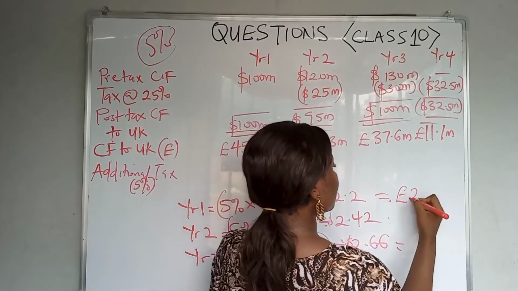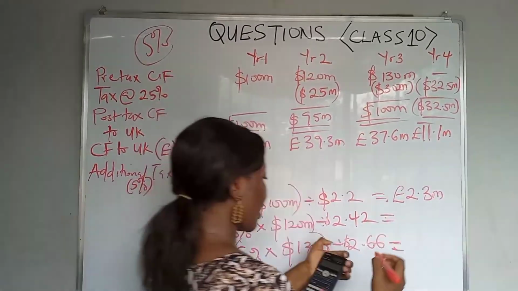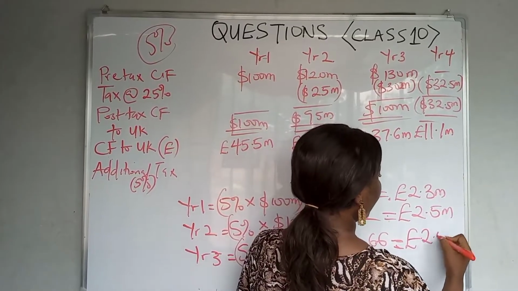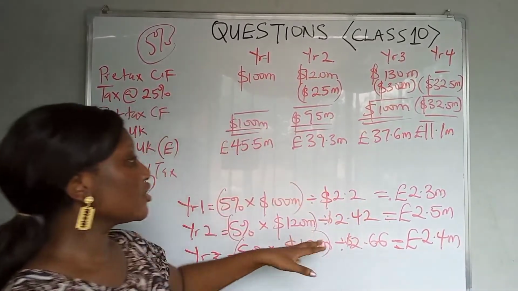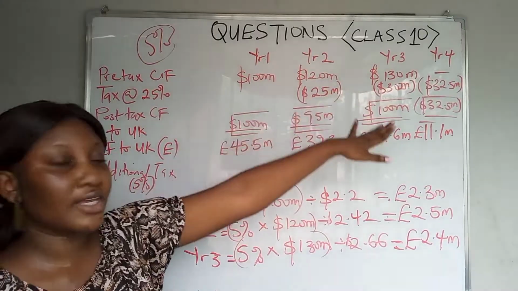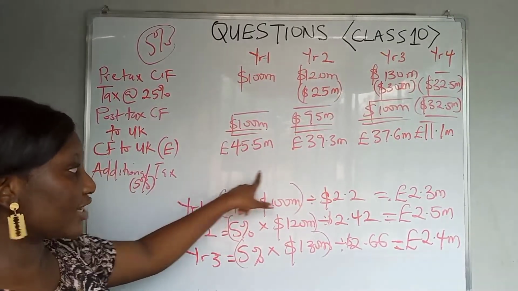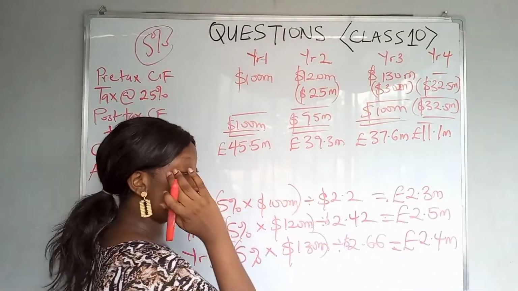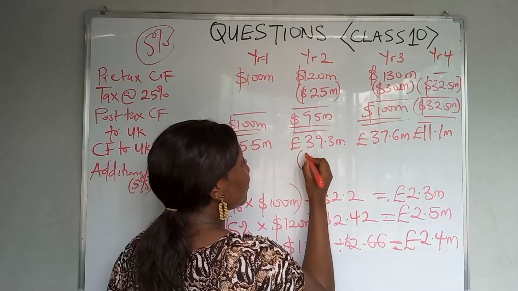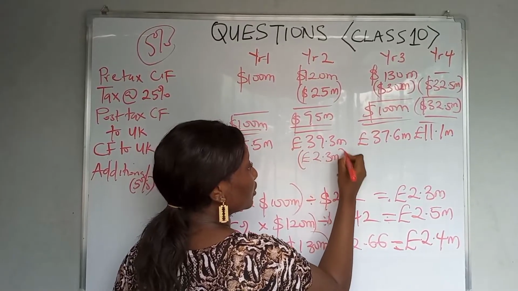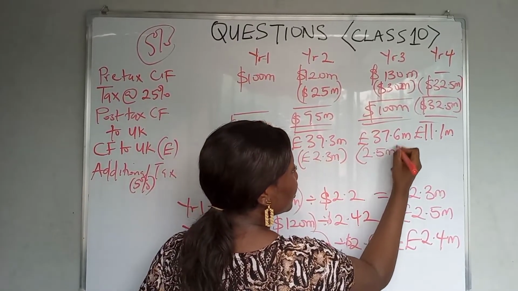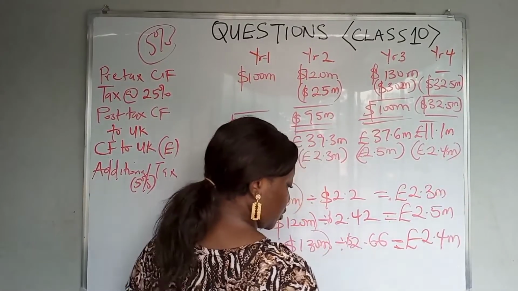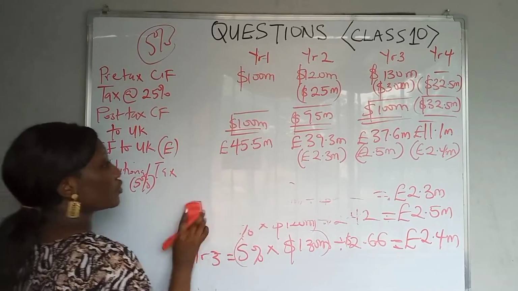You have 2.3 million pounds, 2.5 million pounds, 2.4 million pounds, right? So this is your tax in year 1, year 2, and year 3. You deduct the additional tax in year 2, year 3, and year 4 because of the one year in arrears tax. So you have 2.3 million here, 2.5 million here, and here you have 2.4 million. Does it make sense? So let's clean up this one.